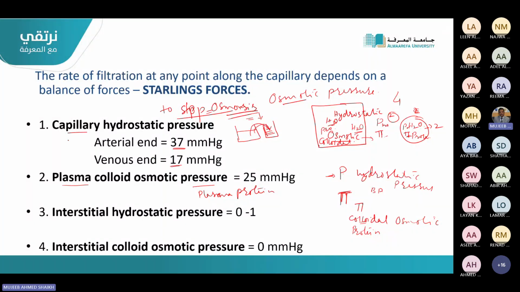These forces are acting in different directions. Hydrostatic pressure is a pushing force, whereas colloidal osmotic pressure is a pulling force, it will pull. Similarly, in the interstitium, that is outside the cell, there is a hydrostatic pressure because of the interstitial fluid, and there is a colloidal osmotic pressure because of the protein. Are there any proteins outside the circulation within the interstitial fluid?